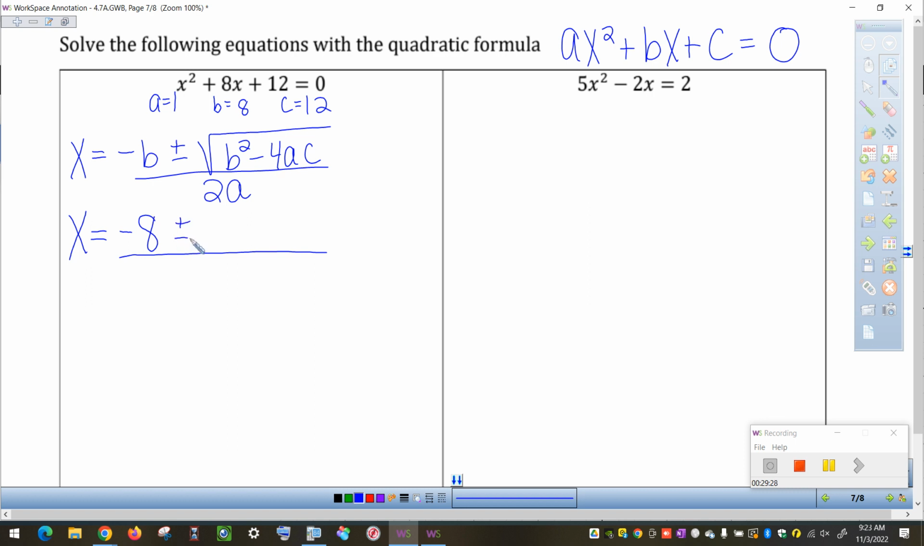Plus or minus, square root symbol, 8 squared minus 4 times 1 times 12. Notice how we're using parentheses here to show that those pieces are being multiplied together. Then we're dividing it by 2 times a, so we're dividing by 2 times 1.